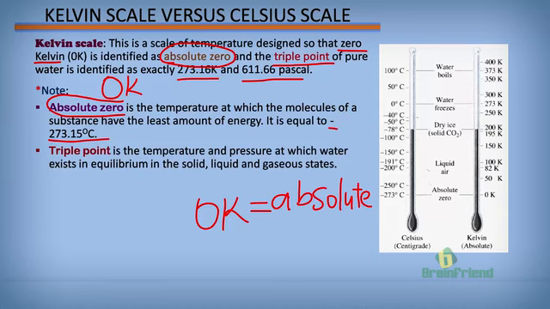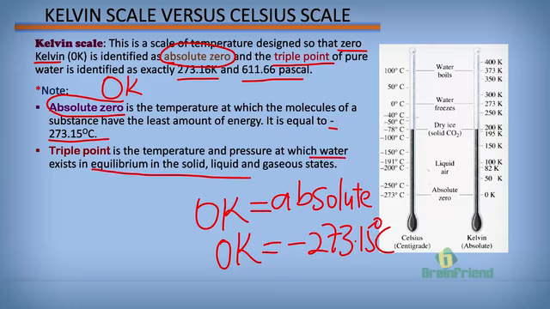minus 273.15 degrees Celsius. So 0 Kelvin is equal to minus 273.15 degrees Celsius. Then the triple point is the temperature and pressure at which water exists in equilibrium in the solid, liquid, and gaseous states. So the Kelvin scale is designed so that 0 Kelvin is identified as absolute zero, and the triple point of pure water is identified as 273.16 Kelvin.